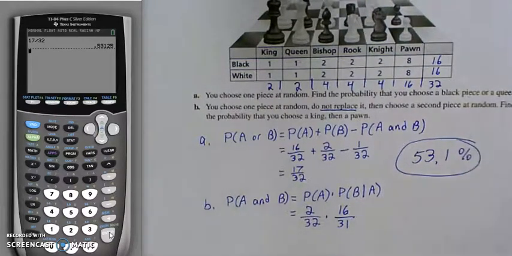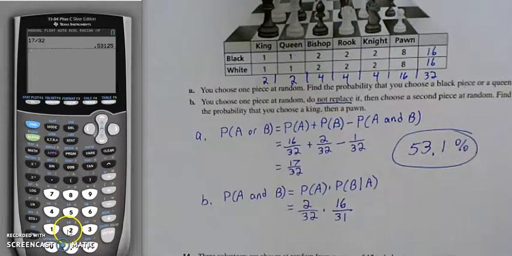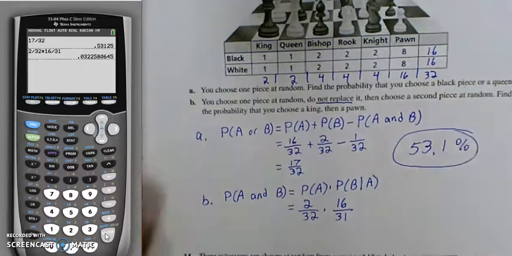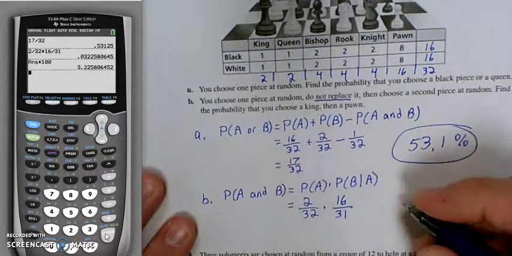So now I'm going to perform this multiplication. I'm just going to use my calculator here. I'm not going to pretend like I'm some genius that can do this just mentally. So 2 out of 32 times 16 out of 31. And 3.2% is my answer. Remember that you can just simply multiply by 100 to convert it to a percent.